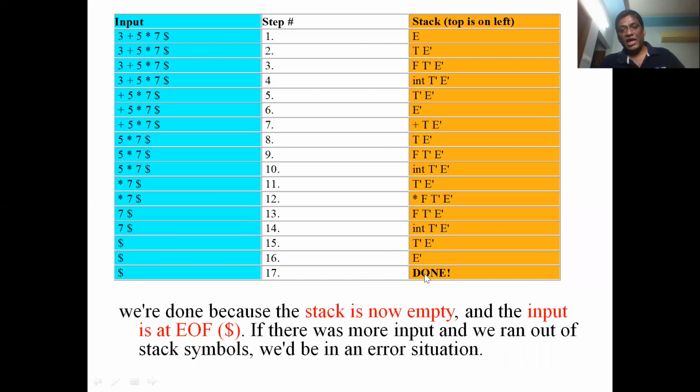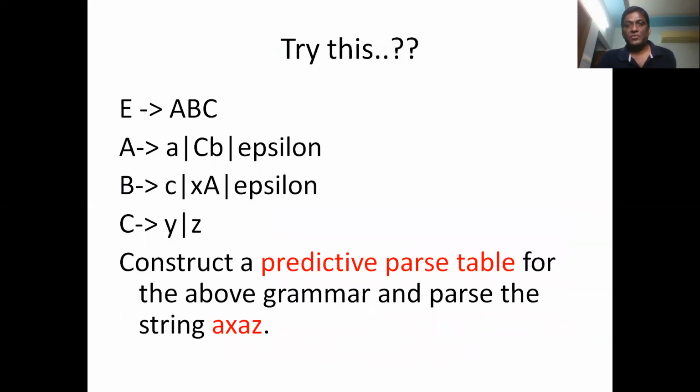Okay. So when stack becomes empty, at that point of time, if there is nothing remained in the input buffer, it means there are no syntax errors in the given string. That means 3 plus 5 into 7 is syntactically correct. Otherwise, if at least there are some input remained at the end of stack, then it means there are some syntax errors in the corresponding input. Okay, that is how it works.